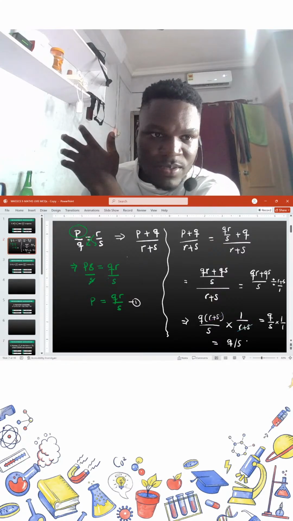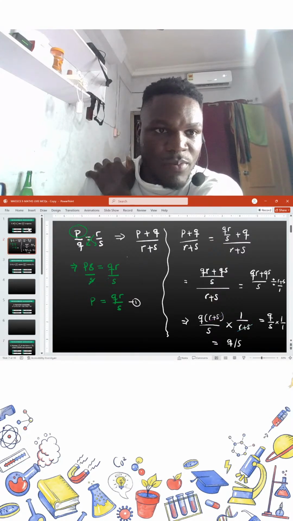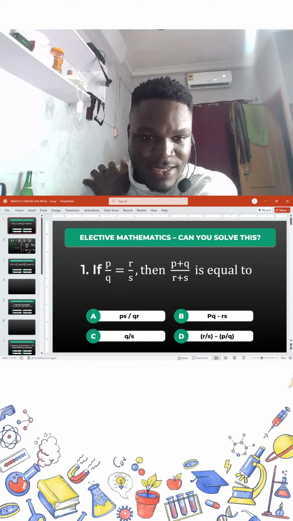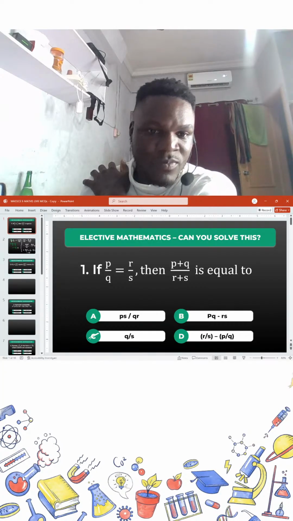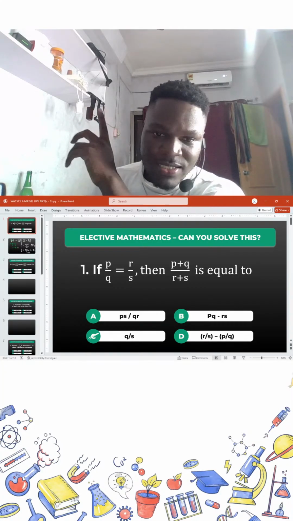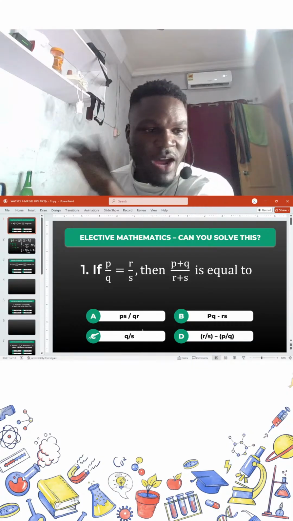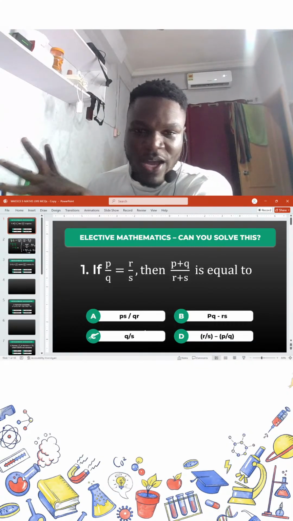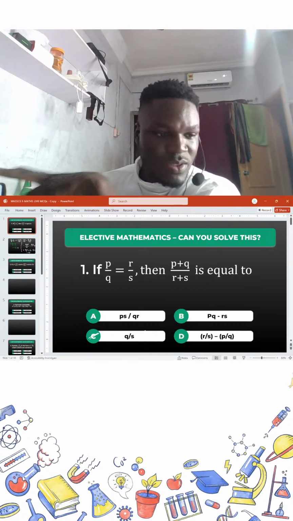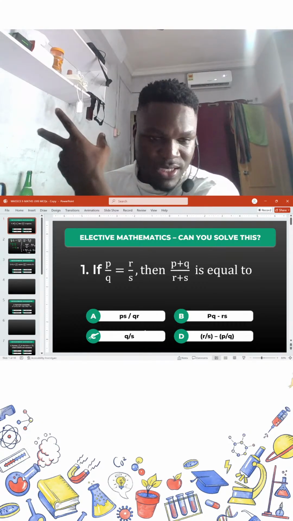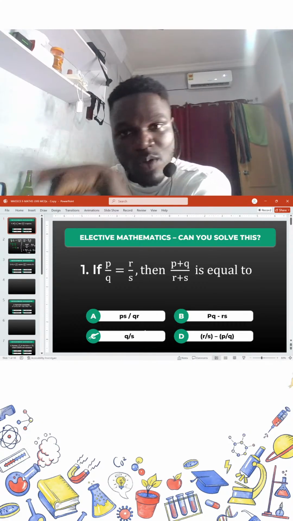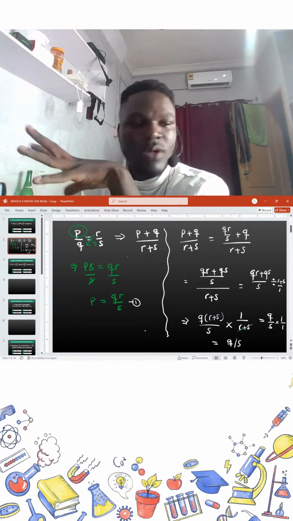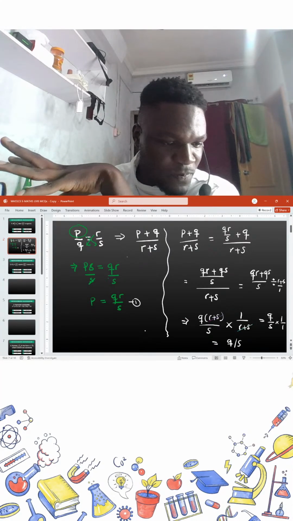So that becomes my answer for this particular problem. For question number 1, my answer is option C. Option C is my correct answer, and that is Q over S. Guys, I hope we are understanding, and the calculation we did was easy enough to understand. If you don't understand anything, let me know in the live chat and I will get back to you. But this is the solution to question number 1.